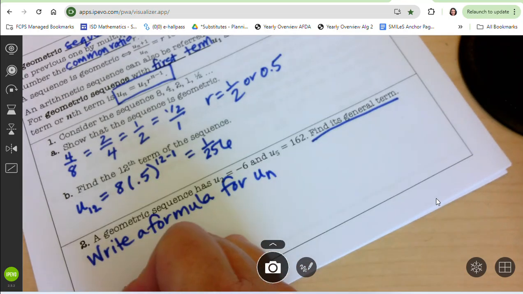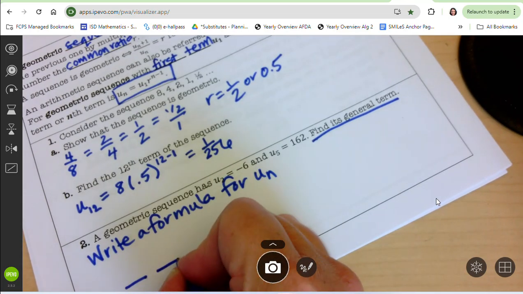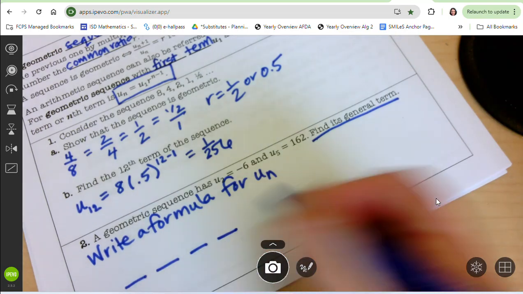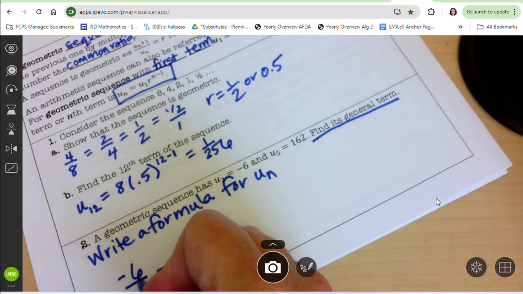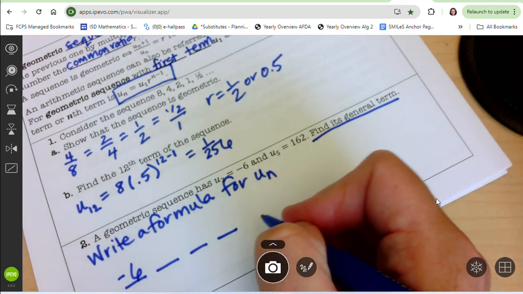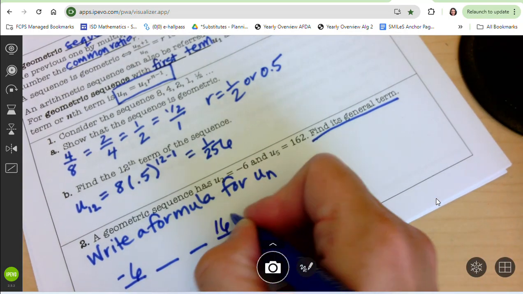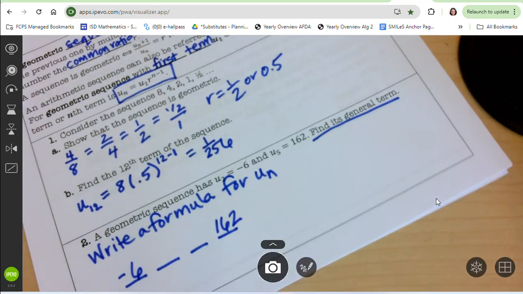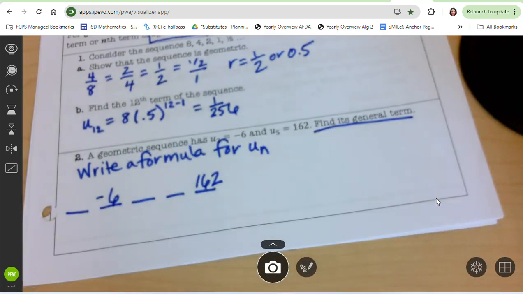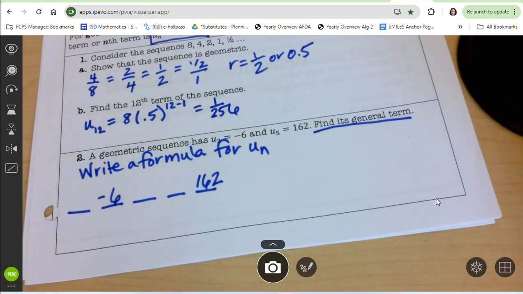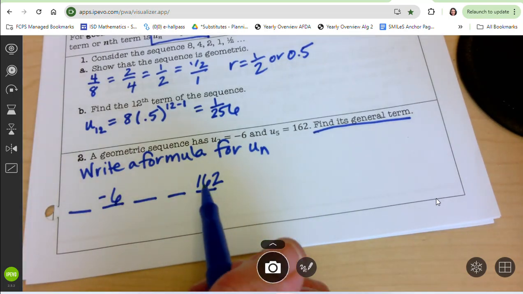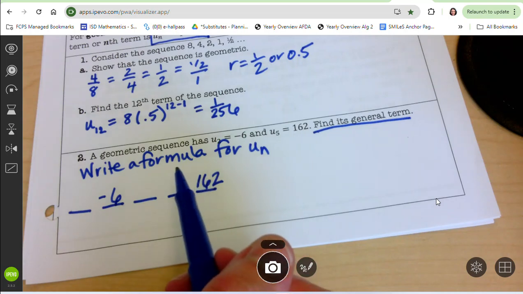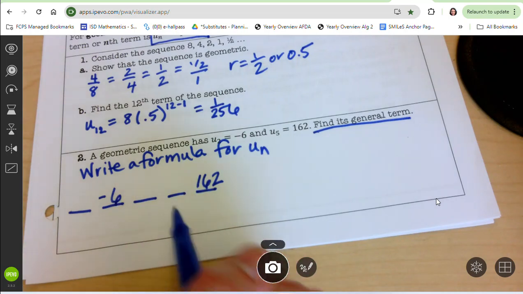Here's 1, 2, 3, 4, 5. U sub 2 is negative 6, and u sub 5 is 162. Okay? Take a moment to think about how you might find r, knowing that it's a multiplying pattern. If you can find r, go ahead and do that. Or just talk to your neighbors about what would you do.